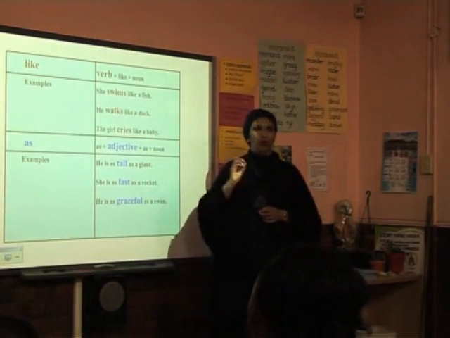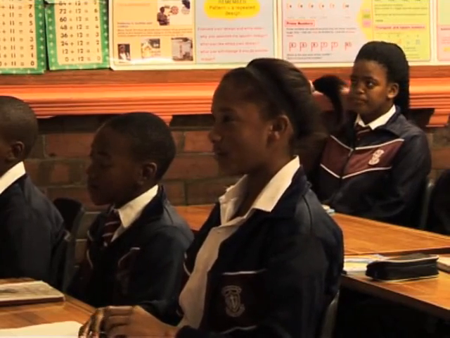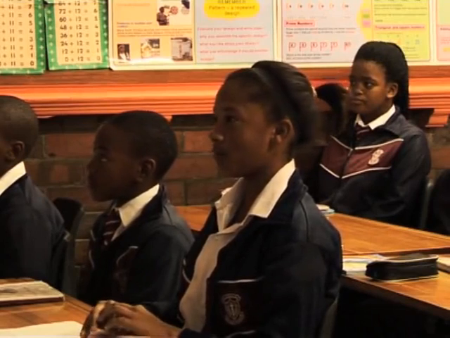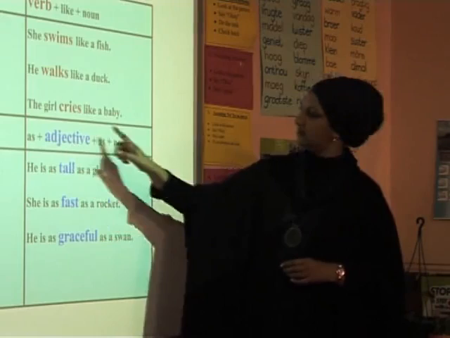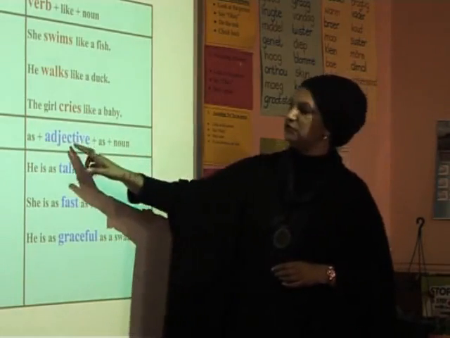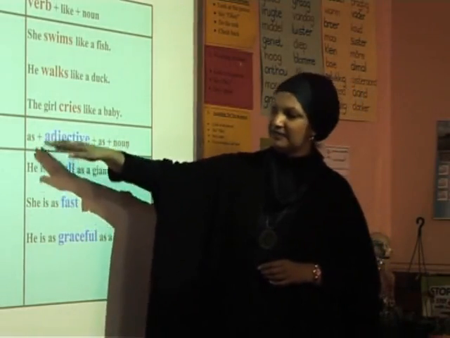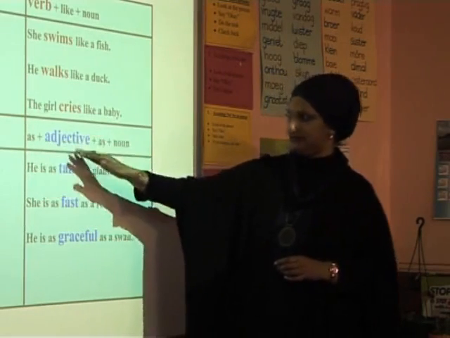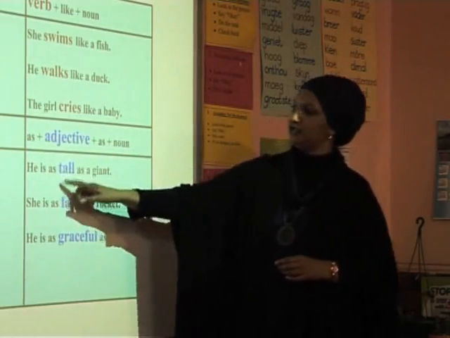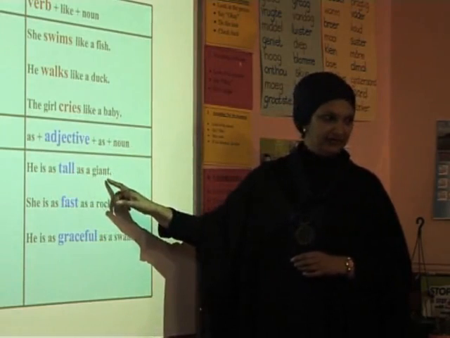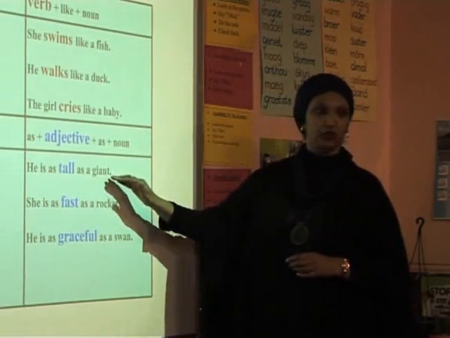Now, who can tell me why like a fish? The girl is compared with a fish because a fish lives underwater and swims very well. Very good. When we have an adjective describing a noun, then we use the word as in between. So we will say something is as something as another object. He is as tall as a giant, comparing the person with a tall giant.